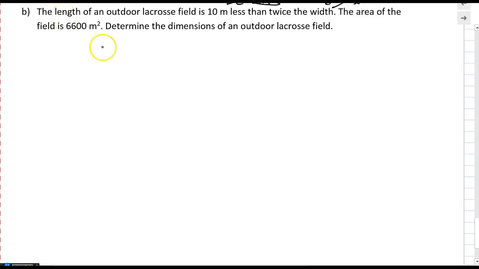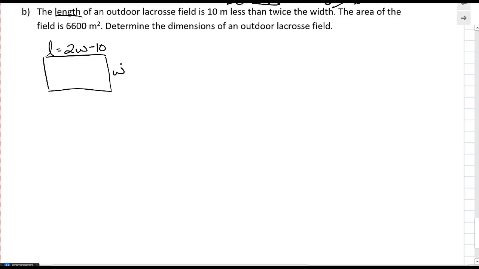This one's a little bit different. Again, you'll notice I like to draw pictures for word problems because they just help me think a little bit and give me some context. So the length of an outdoor lacrosse field. Now lacrosse, FYI, is a rectangular field just like soccer, just like football. And we're told that the length of it is 10 meters less than twice the width. So we need to double the width, and then we're going to take 10 away. It's 10 less than that. And then my width is just my width.